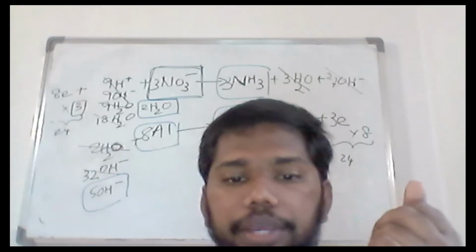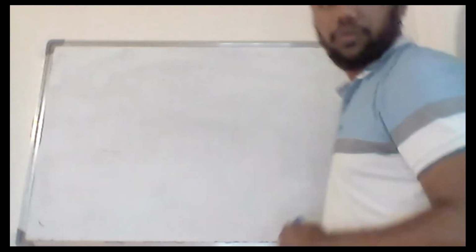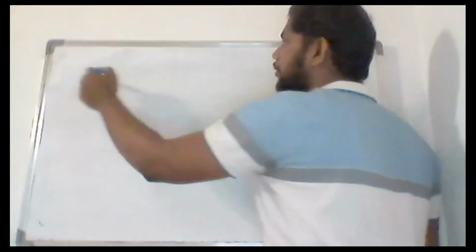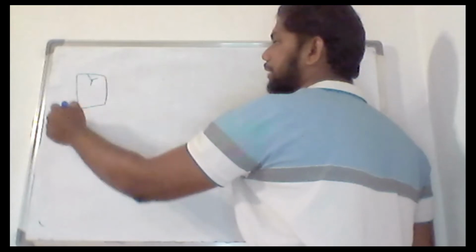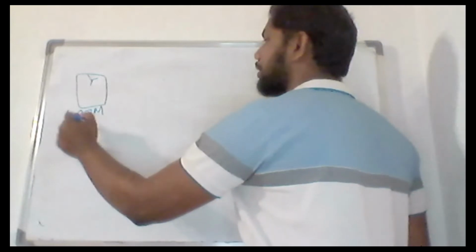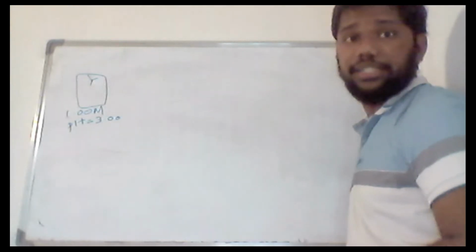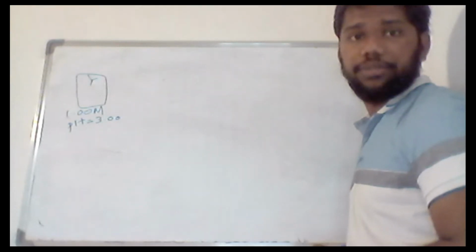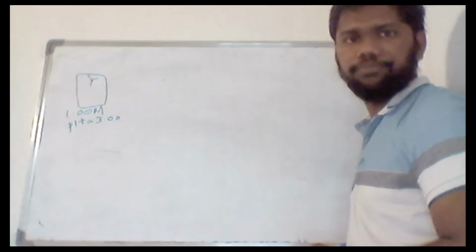Meanwhile, if you have any question, you can post. Right. So they have given Y is a weak acid. We have a solution Y, and its concentration is given as 1 M, and its pH is given as 3.00 at 25 degrees Celsius. So 100 cubic centimeter of the sample solution was in a shaking bottle.